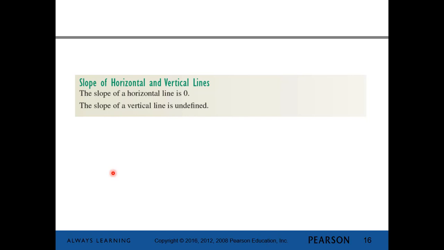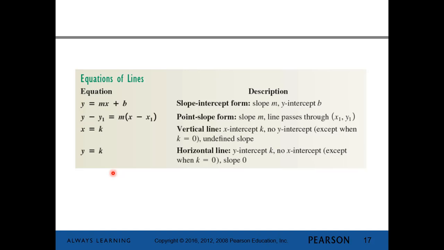Okay, slope of horizontal and vertical lines, as I said, the slope of a horizontal line is 0. The slope of a vertical line we call undefined. And so here are the equations of the lines. So this is the summary of everything that we've talked about so far. So make sure you memorize these. Make sure you know these, okay, for quizzes, homework, exams.